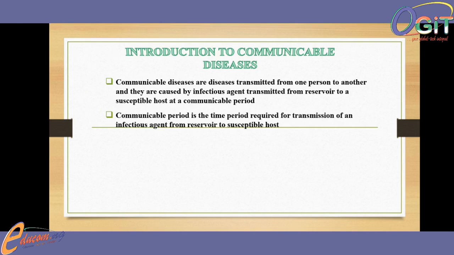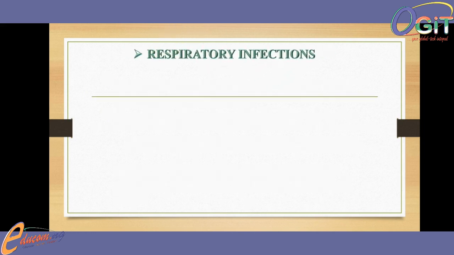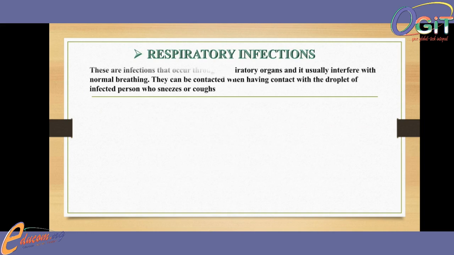Types of communicable diseases. There are different types of communicable diseases depending on the source, which include respiratory infections, intestinal infections, arthropod-borne infections, surface infections, and sexually transmitted infections. What are respiratory infections? These are the types of infections that occur through respiratory organs and usually interfere with normal breathing. They can be contracted when having contact with a droplet of an infected person who sneezes or coughs.